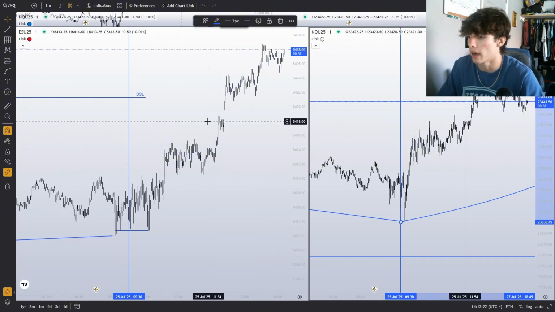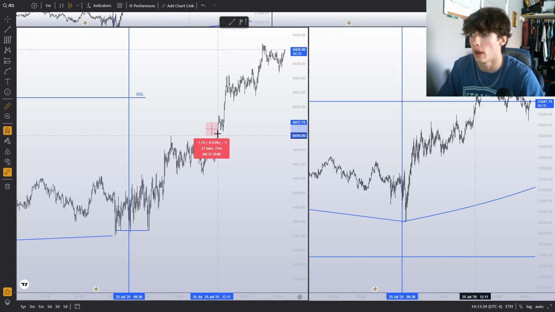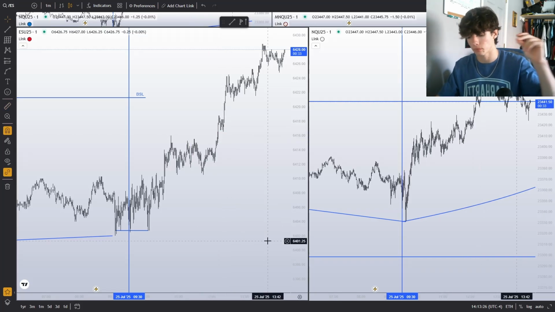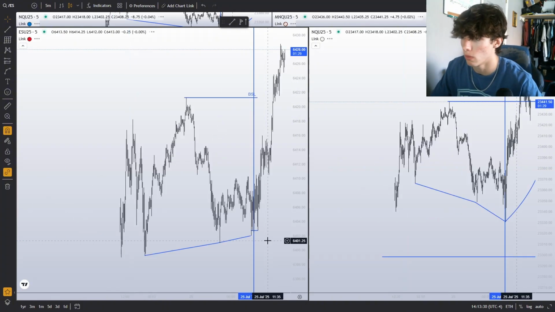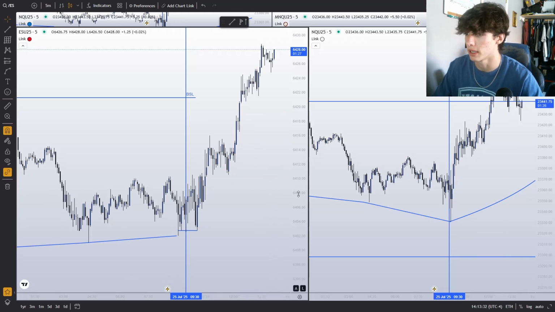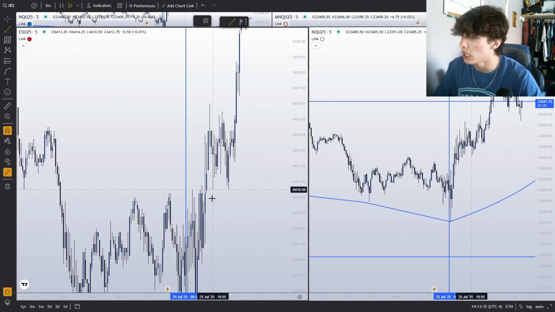By the way, that was in the macro time, just gonna let y'all know, that was in the macro time that we started that pump. Looking at this, the only trade I see is this right here. After we have that big displacement to the upside, we come down, we make equal lows right here.